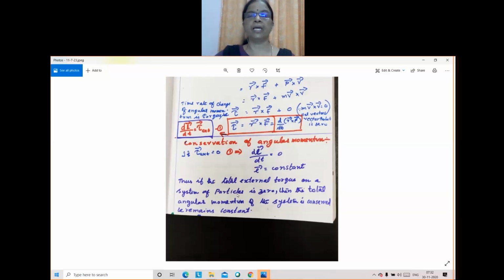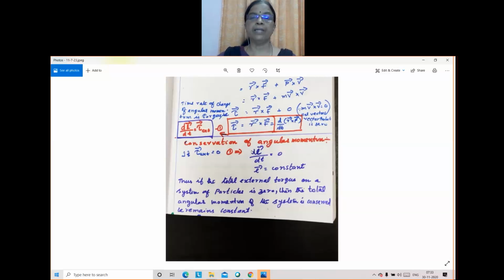If the total external torque acting on a system of particles is 0, then the total angular momentum of the system is conserved. Similar relation: there we studied dp by dt equal to f. If f equal to 0, p is constant. Similar equation, dl by dt equal to 0. If no external torque acts on the system, dl by dt equal to 0. That means the derivative of a constant is 0, that we have studied in derivatives.